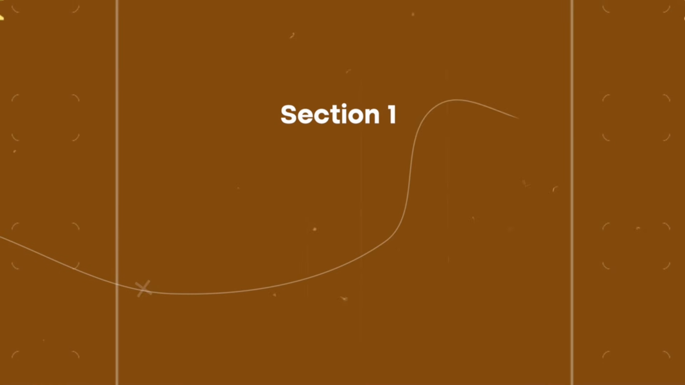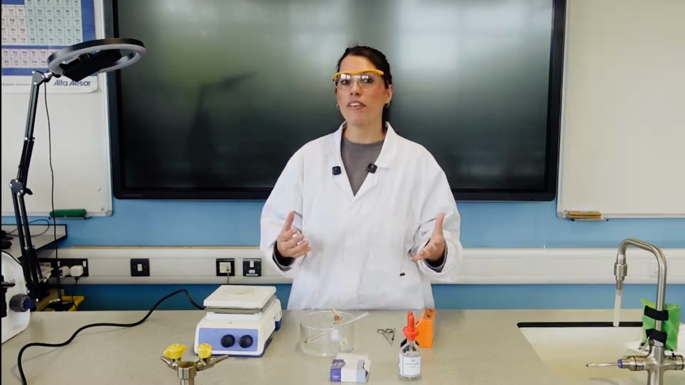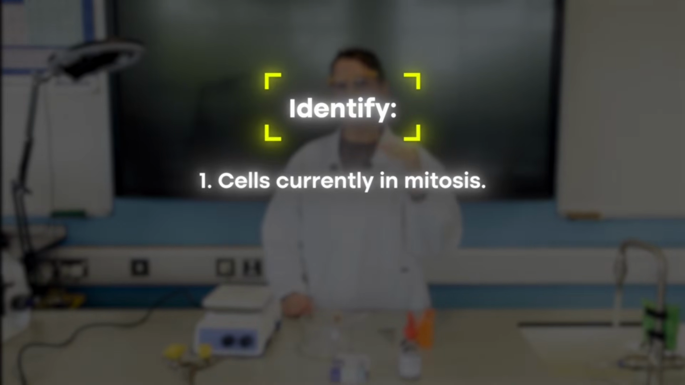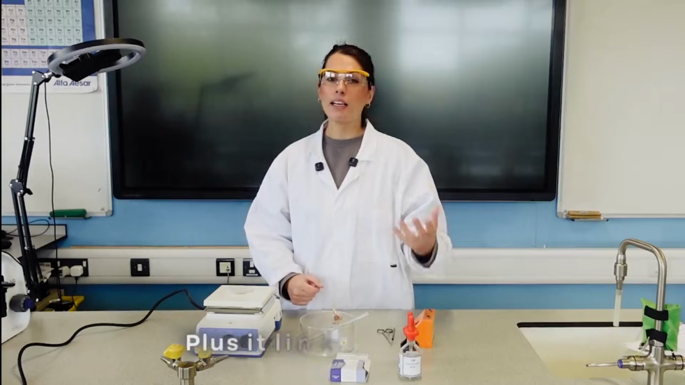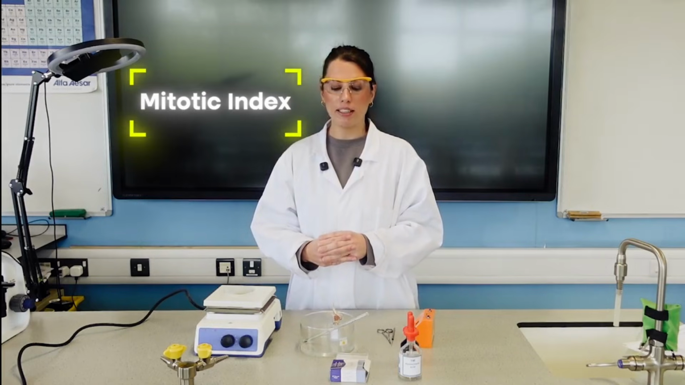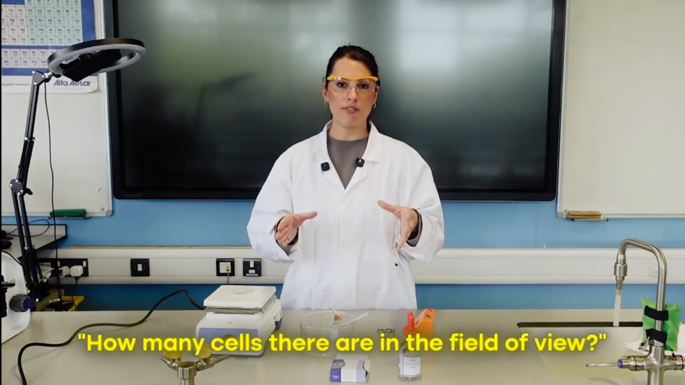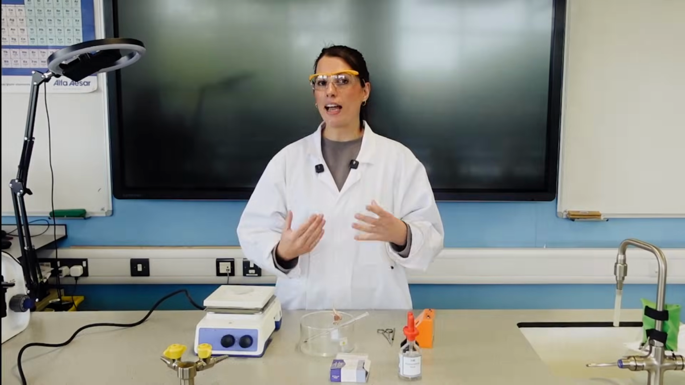The whole aim of this practical is we want students to be able to identify cells under the microscope that are currently undergoing mitosis, so they can see and hopefully identify the different stages of mitosis, so what they learn in terms of the behavior of chromosomes during the different phases of mitosis, they can actually see on the microscope. Plus it links to that math skill, the mitotic index, where they need to be able to identify how many cells there are in the field of view and how many cells are currently undergoing mitosis, and then they can work that out as a proportion.